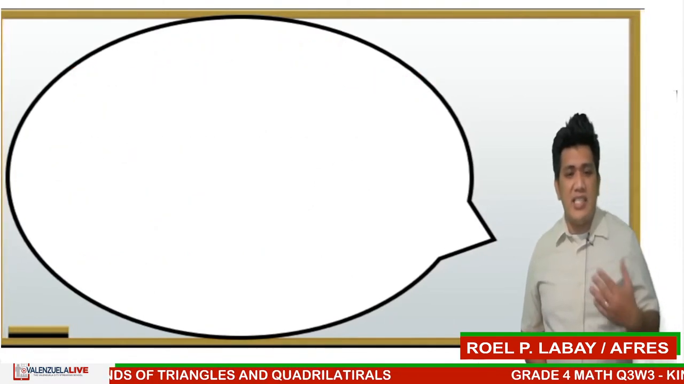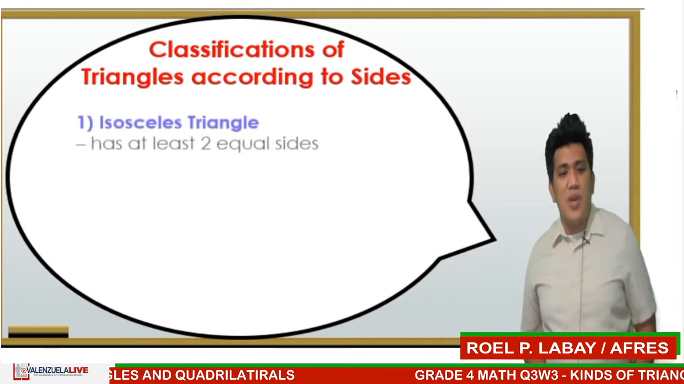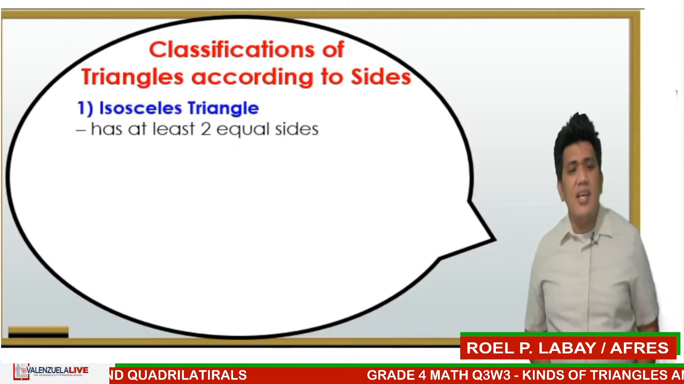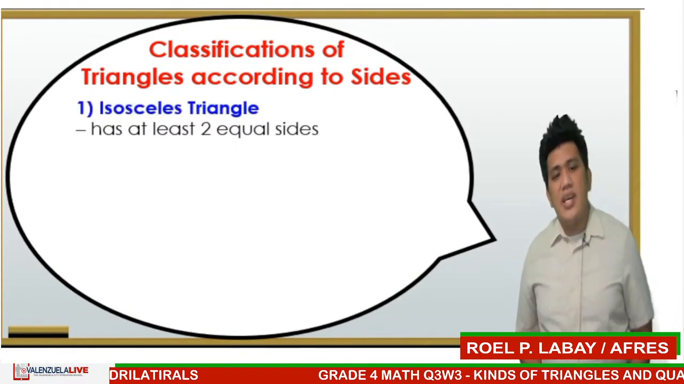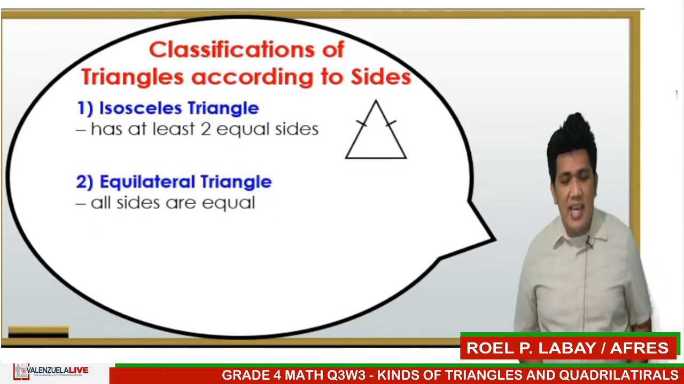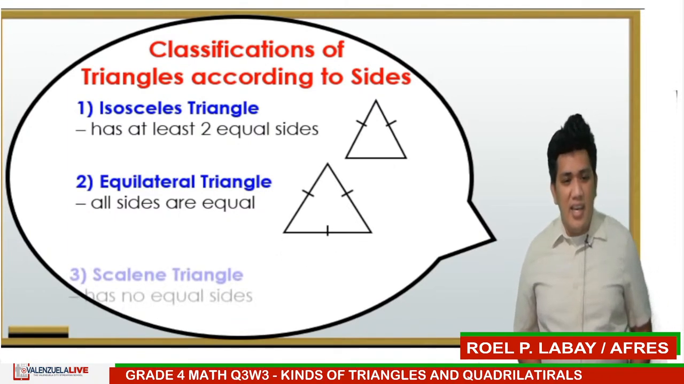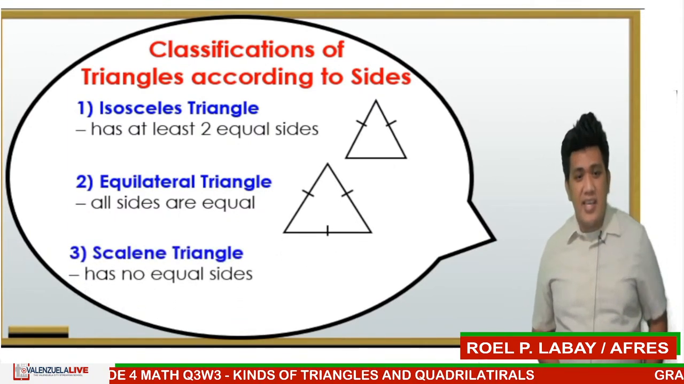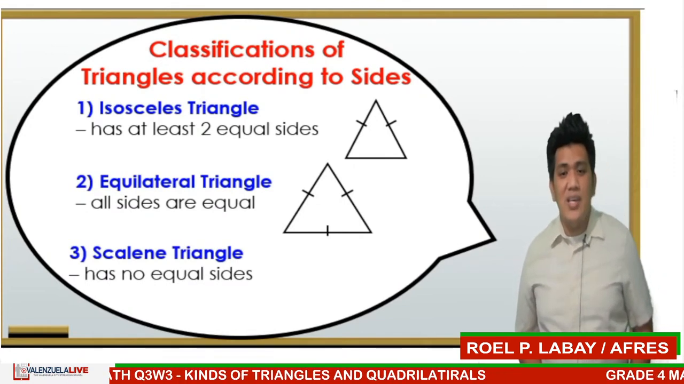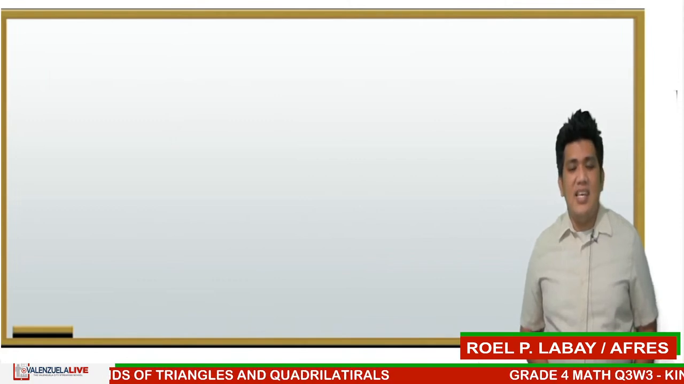And for the classification of triangles according to sides, we have isosceles triangle. It has at least two equal sides. We have equilateral triangle. All sides are equal. And scalene triangle. It has no equal sides.